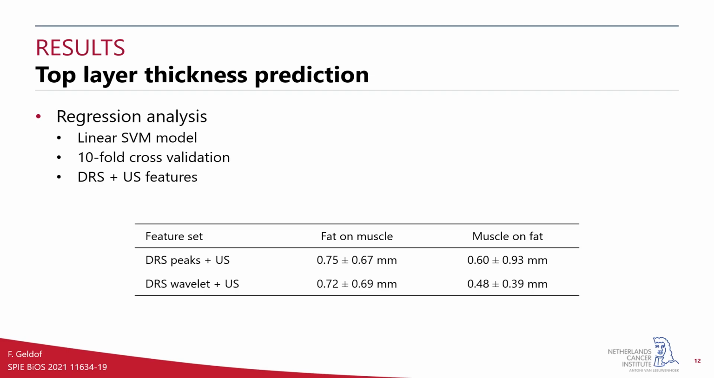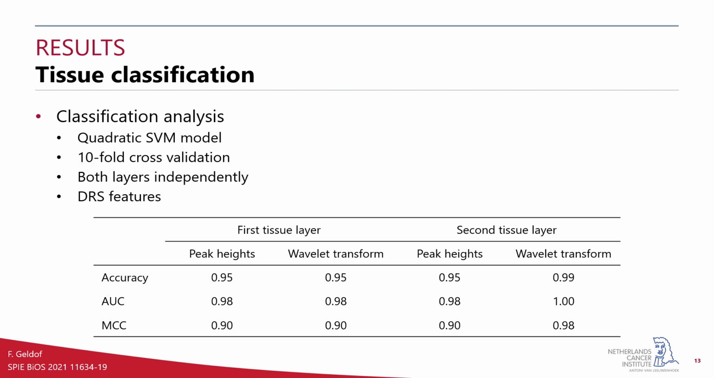For a top layer of muscle, we could predict the layer thickness with a mean error of 0.60 mm using the peak-based features and 0.48 mm using the wavelet-based features. After that, the classification analysis was performed to predict the tissue types of the first and second tissue layers.